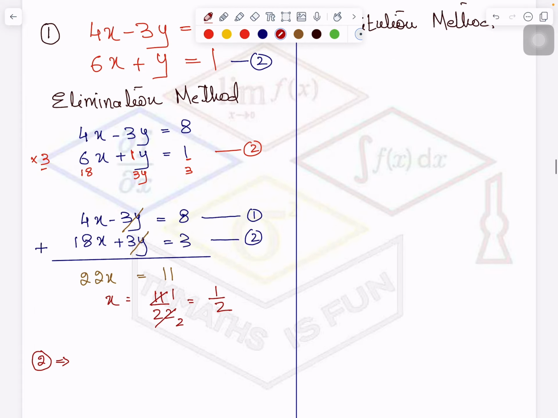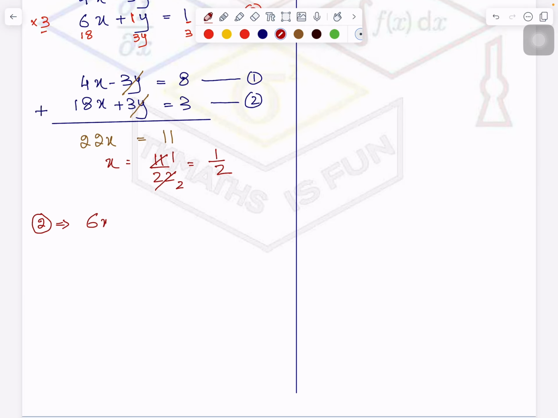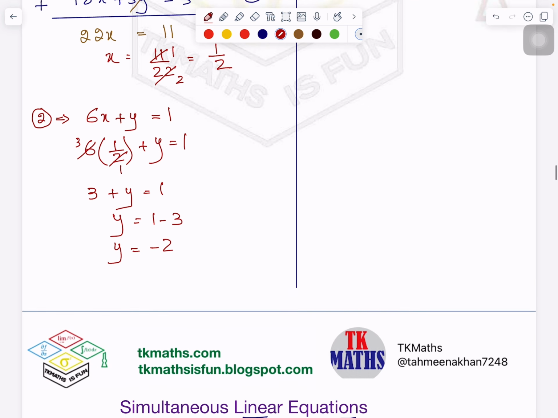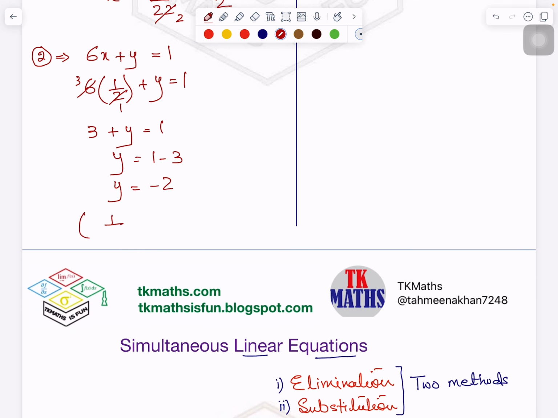Now equation 2 is 6x plus y equals 1. So I will substitute this value of x, half, here, right? Now if you see, 6 times half means I can cancel numerator and denominator. Agreed? So it will become 3 plus y equals 1. So y equals 1 minus 3, which is what? y equals minus 2. So now you have the answers: half and minus 2.